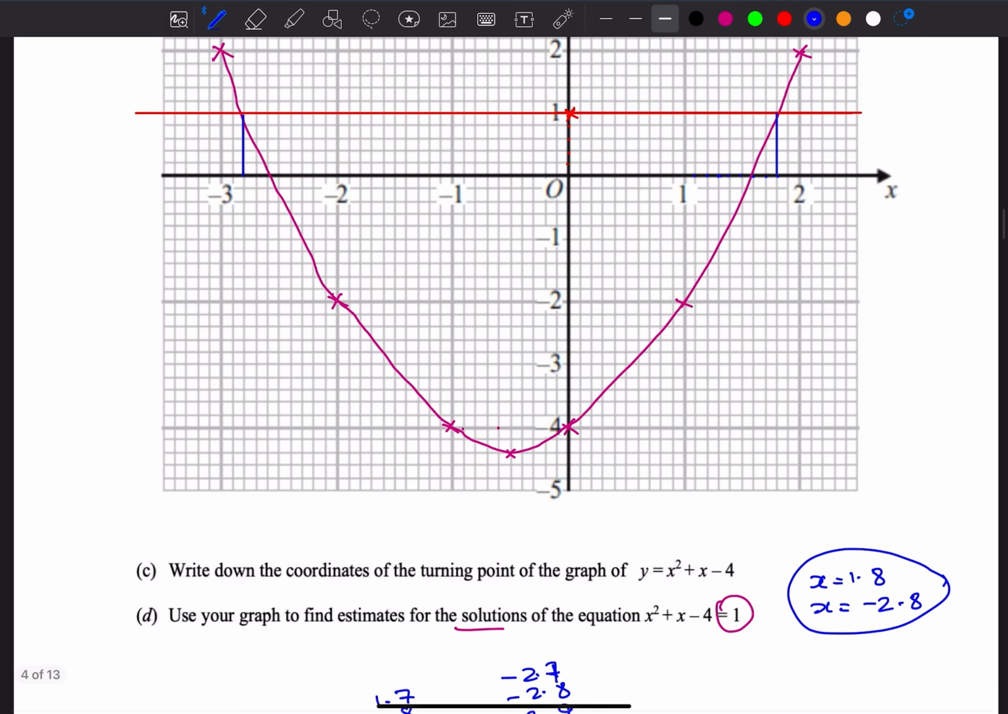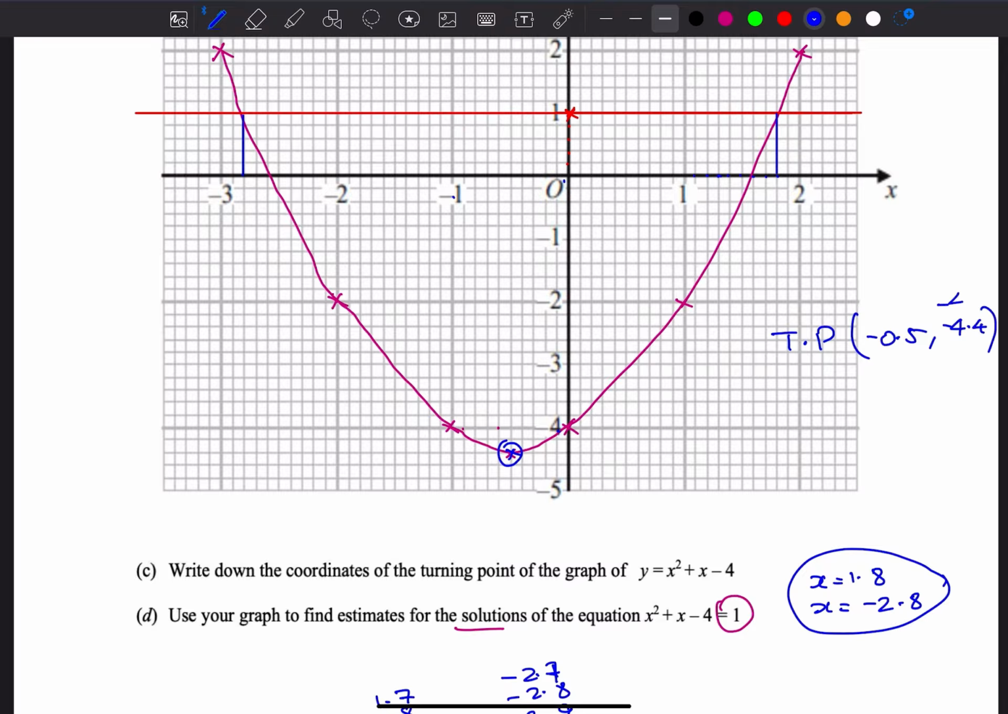If they ask you for the turning point, it's technically here. You have to say it's exactly in the middle between minus 1 and 0. So technically you have to say minus 0.5. There's no way out of it, because remember, it's exactly in the middle, so that has to be exact. Otherwise, the y value, I'm going to say, is minus 4.25.